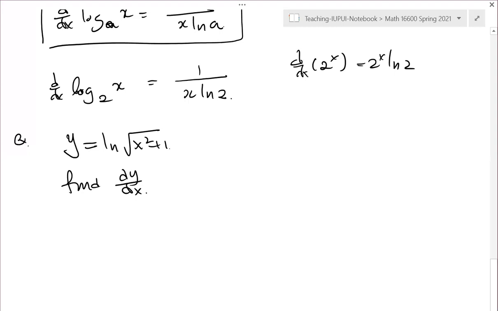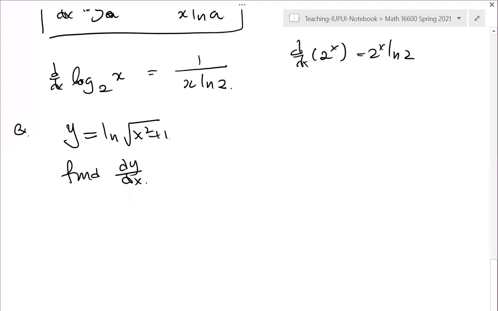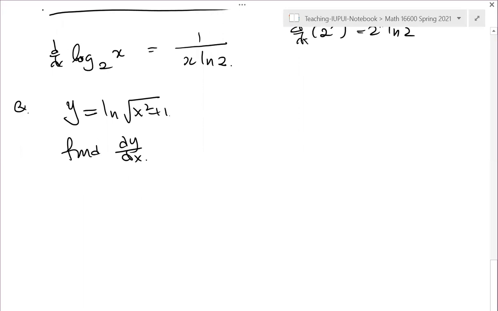All right, so some of you tried, right? It looks like in this problem you have to use the chain rule, but that's still tricky here because it's difficult to find the derivative of square root of x squared plus 1. So there are two different ways to solve the problem. The first one, you can try, okay, use the chain rule.